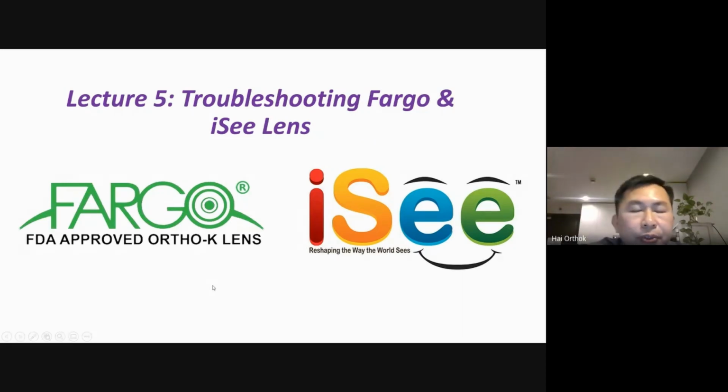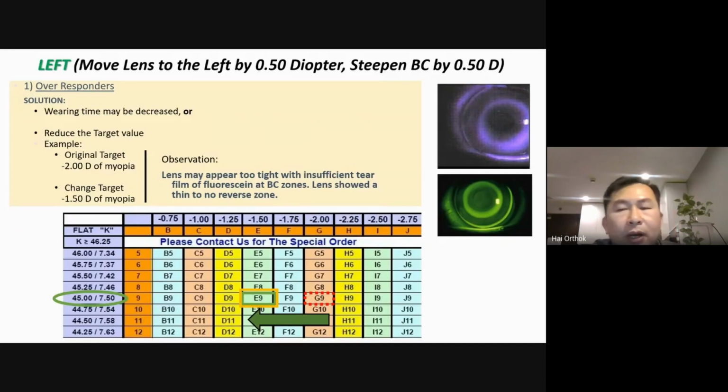We will go to lecture 5, how to troubleshoot the firewall and the IC AutoCAD lens. Well, most practitioners know how to troubleshoot the AutoCAD lens, so for most practitioners it's a review. For other new practitioners, you can learn how to select the initial lens and troubleshoot it.